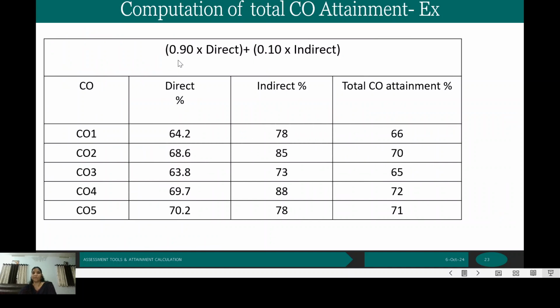So then we can use direct and indirect. Here I have given the wrong formula, that is 90% direct and 10%. Here in our college we are using 80, 20. So 80% is direct, 20% is indirect. So thereby we can calculate the total CO attainment for a course.